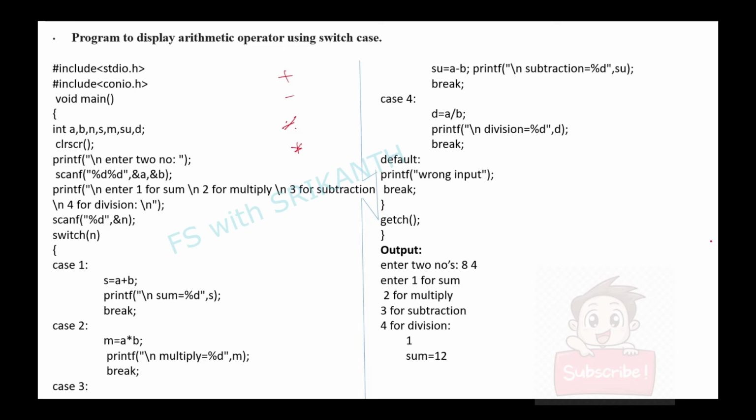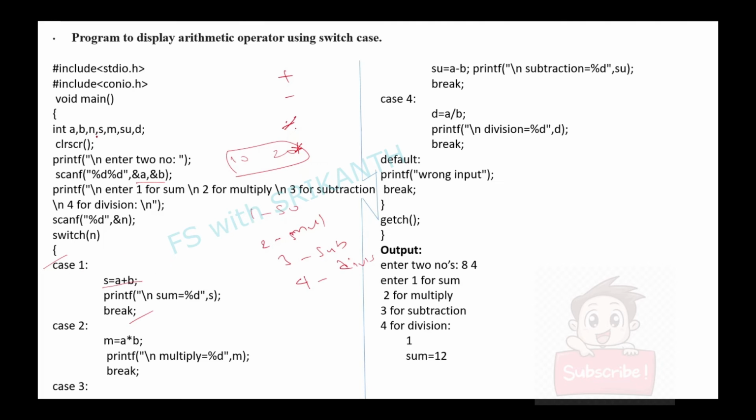Just observe, we are giving the user a choice. First of all, we need to enter two numbers. Suppose I am entering 10 and 20. What are the options it provides? 1 for sum, 2 for multiplication, 3 for subtraction, 4 for division. This way we are giving options. Just observe, this is case 1, s equal to a plus b.